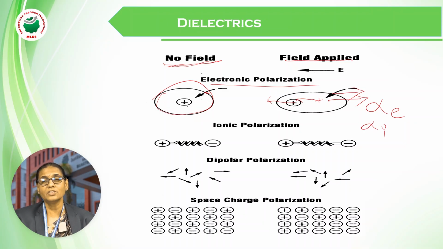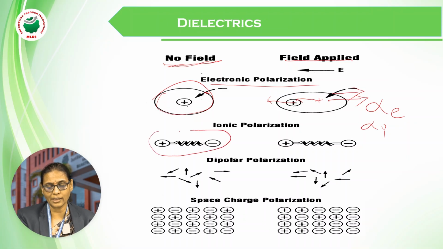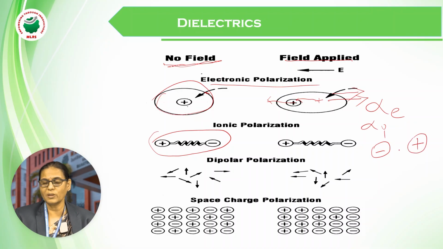Ionic polarization is explained based on ions. As you already know, cations and anions are present in an atom. We have one atom in which a cation and an anion are present. Without applying the field, this is the situation. When you apply the field, the displacement of charge carriers takes place in opposite directions with respect to the field. We have not shown it here, but this is how the displacement of positive cation and anion takes place, in opposite directions with respect to the applied field.